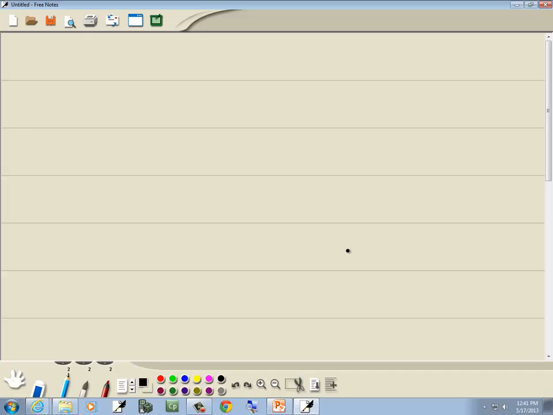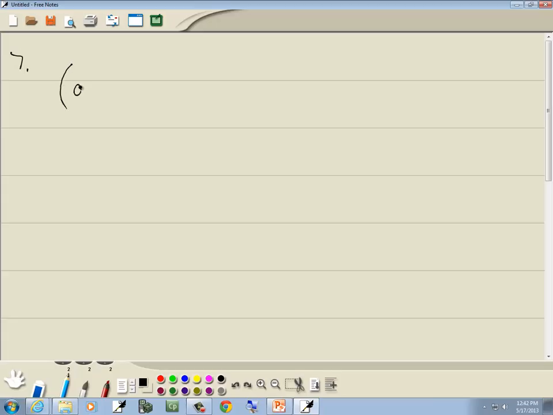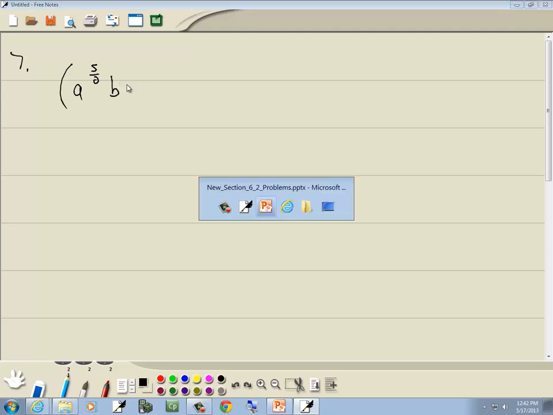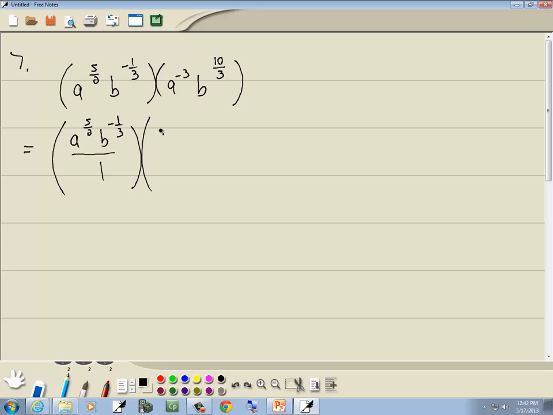Okay, let's look at the next one here, number 7. Got a to the 5/2, b to the negative 1/3, times a to the negative 3, b to the 10/3. Okay, now I know there's multiplication here, but my dear Aunt Sally, order of operations, says do what's inside the parentheses first. Well, we got negative exponents, so I'm putting them over 1. So we got a to the 5/2, b to the negative 1/3 over 1. And here we got a to the negative 3, b to the 10/3 over 1.